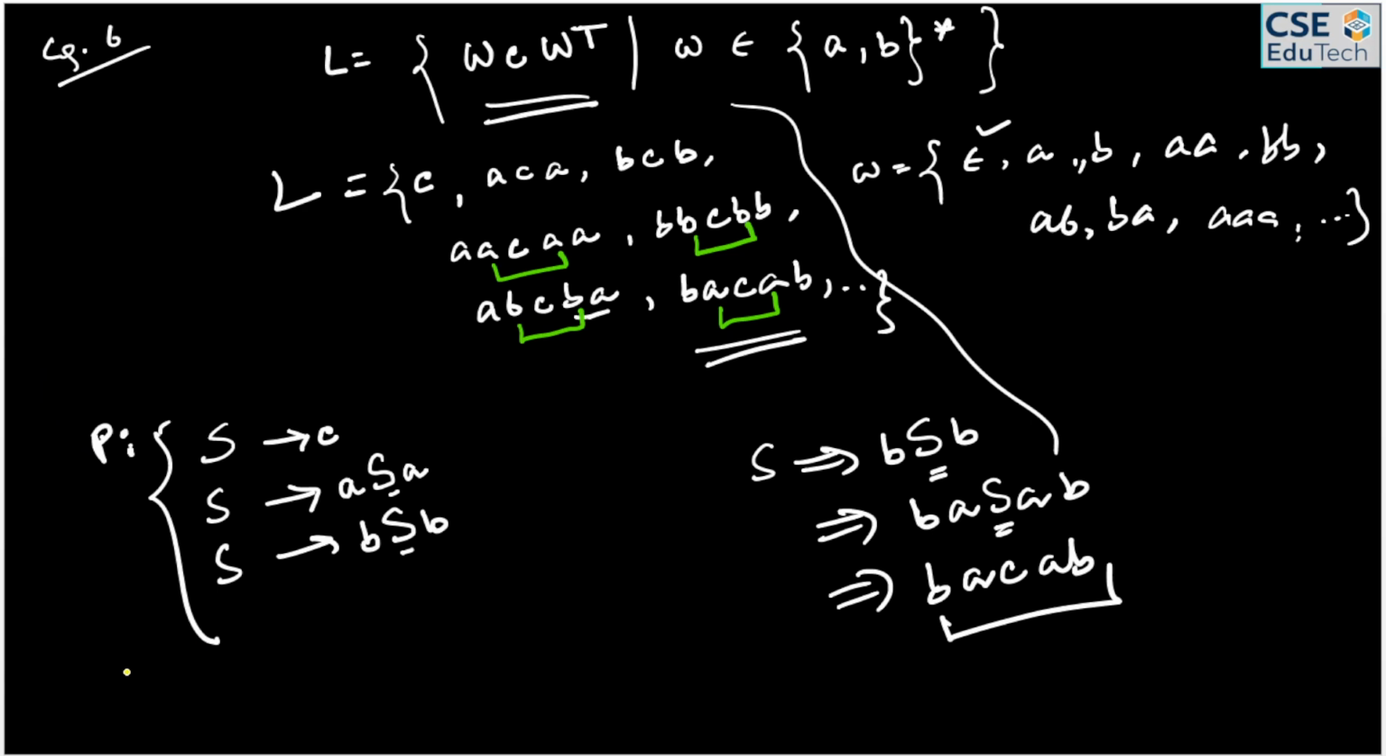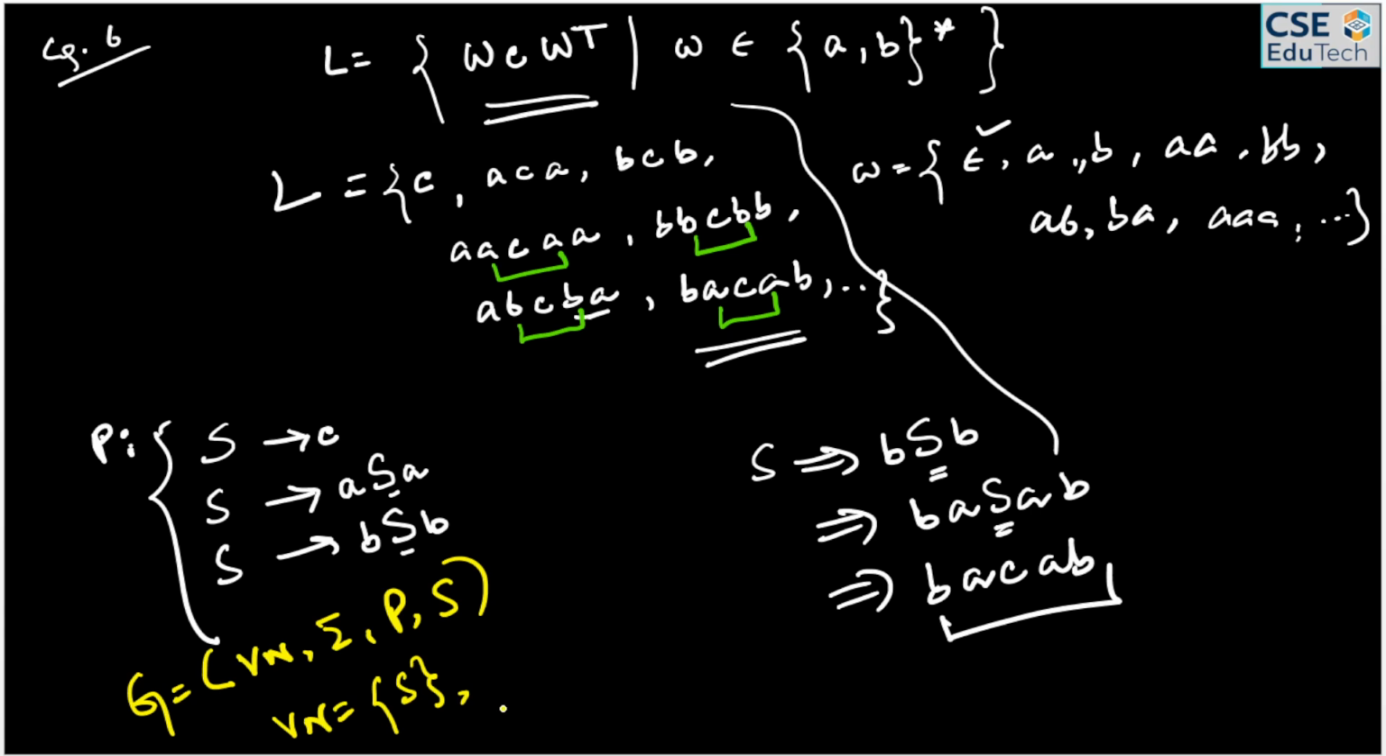So our resulting grammar is this. We can write the grammar G equal to V_n, sigma, P, S, where V_n is a single symbol, that is S, and sigma is basically a, b, c, and the production rules are defined here, and S is the start symbol. Okay, so we have given a few examples related to this. Thank you.